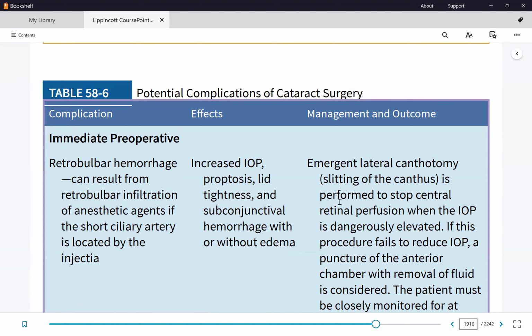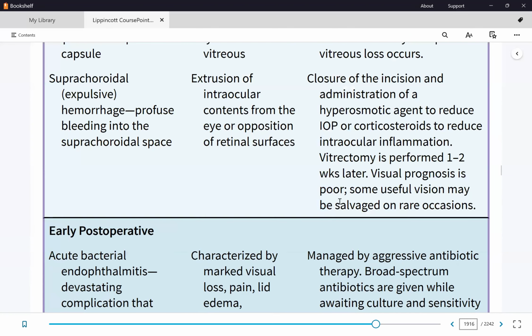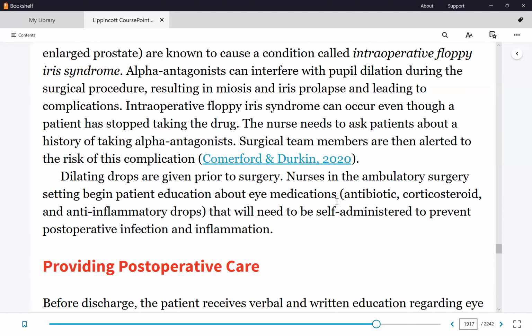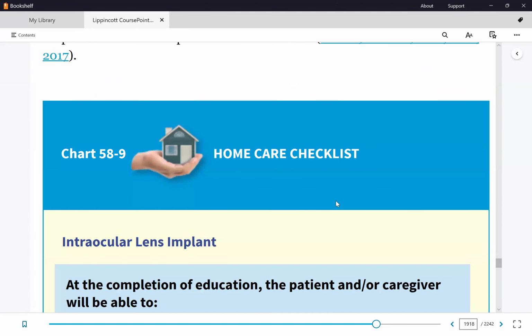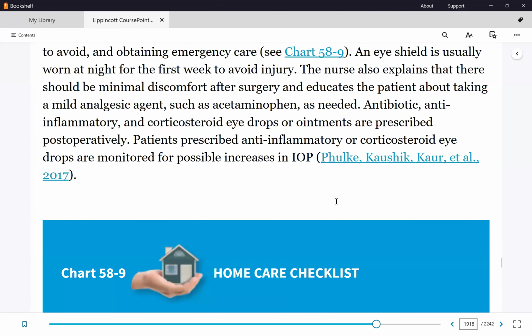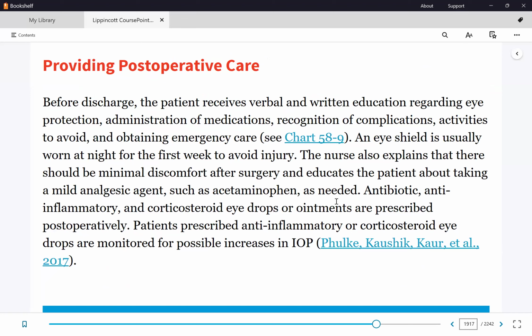Okay, I have no question on table 58-6. We'll skip this. Let's go to the post-op care, which is chart 58-9. Providing post-op care. Now, not just the chart, because there are interventions mentioned in the paragraph as well. So beginning from this paragraph to the paragraph after the chart. So let's start here. So we need to teach the patient.